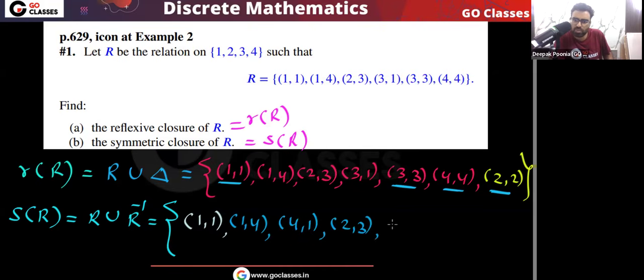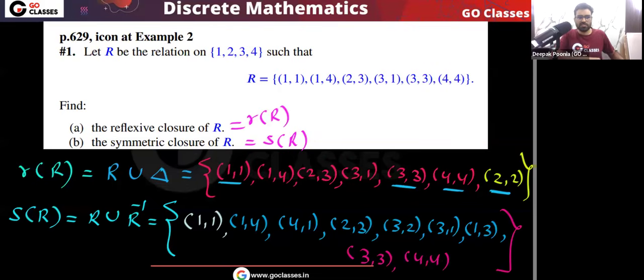(2, 3), I should also put (3, 2). (3, 1), I should also put (1, 3). Then (3, 3), then (4, 4). Okay, this is the answer. I hope you understood. Simple, right?